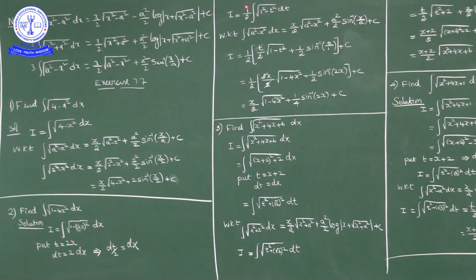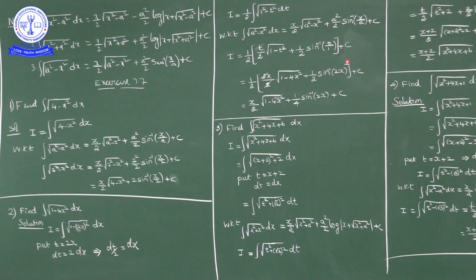So what we get? I is equal to 1 by 2 into t by 2 into square root of 1 minus t square plus 1 by 2 into a square by 2, that is 1 by 2 into sin inverse of x by a, nothing but t by 1, plus c.